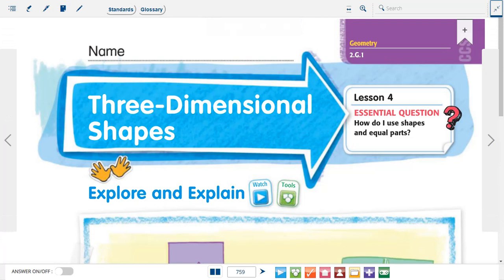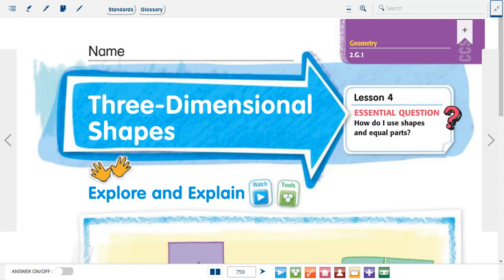Today is a new start for a new week, so I want you to study harder and do your best. We're going to continue the same chapter. Now we're going to take lesson 4, page 759. We talked a lot about two-dimensional shapes.